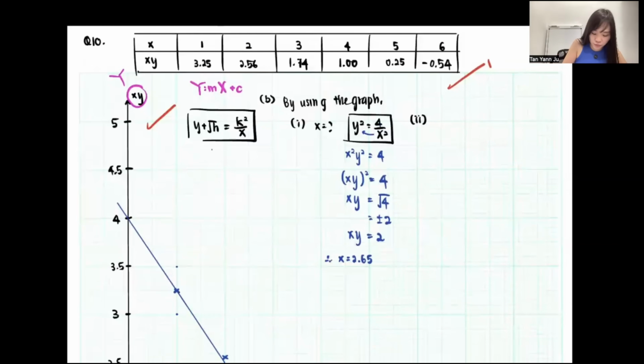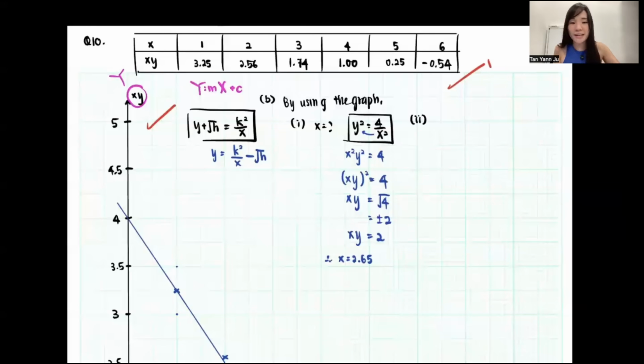So when I look at it, first, I want the y alone. So if I'm you, first thing first, I will move away the square root h. So plus h, move it over, minus h, okay? And what you need now, you need xy. So how to make it xy? So y become xy, you should times x.